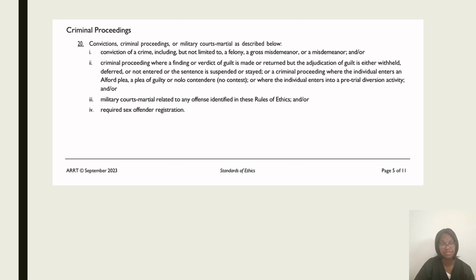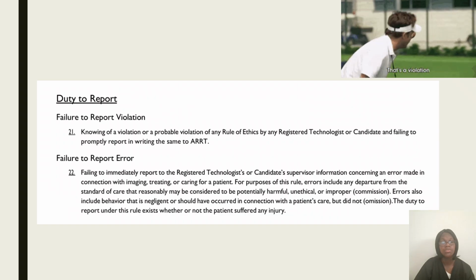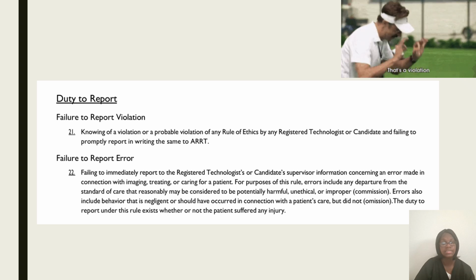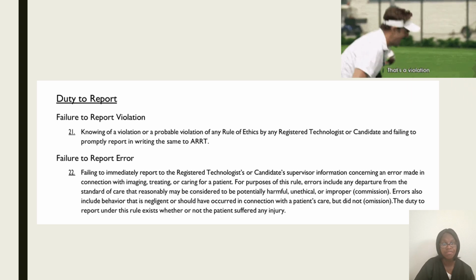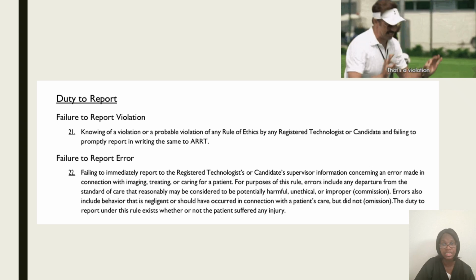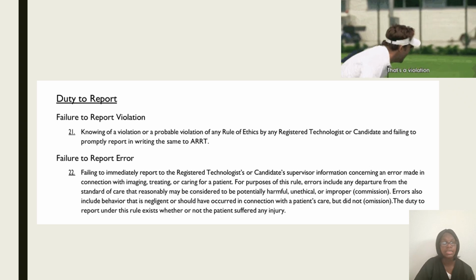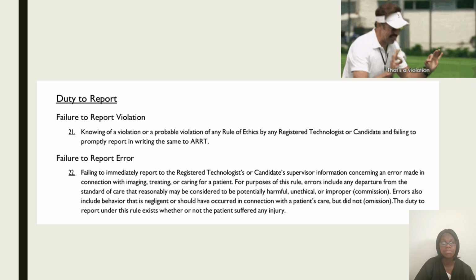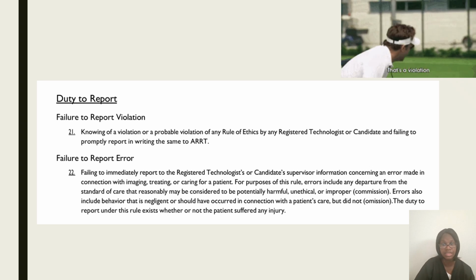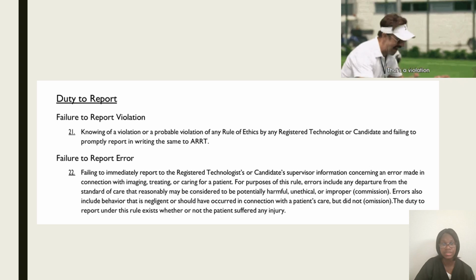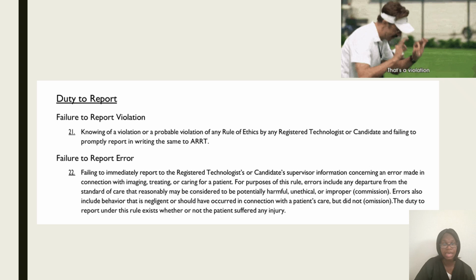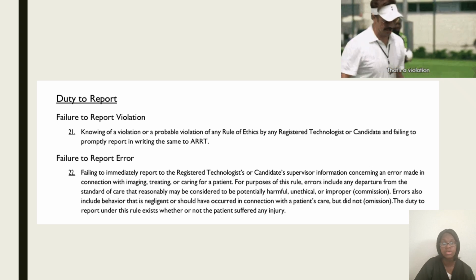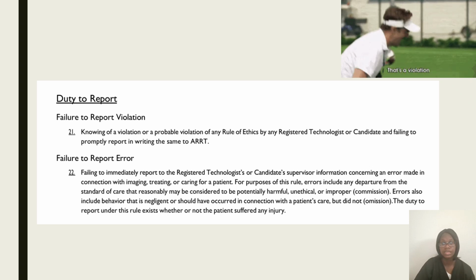Also, register as a sex offender. You want to make sure that you put this information. You must report everything that is considered a violation. Failure to report any violation is knowing of a violation or a probable violation of any rules of ethics and you fail to report it. So make sure that you are reporting everything that you know is a violation. Failure to immediately report an error made in connection with imaging, treating, or caring for a patient. Those would be some examples.